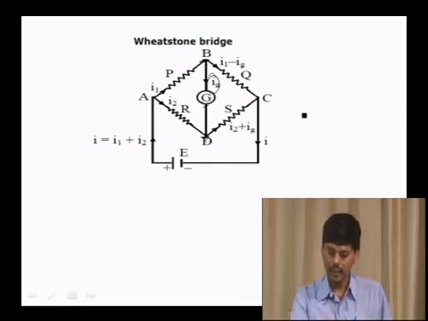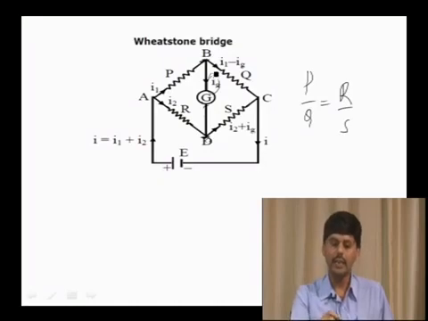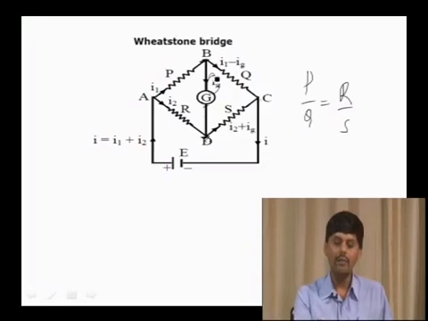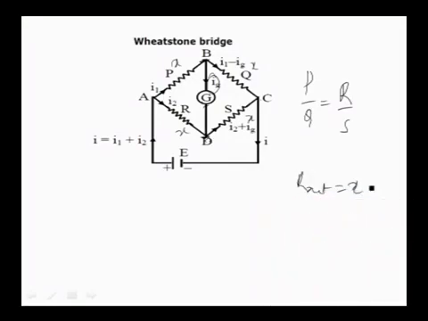Similarly, balancing condition means you must know that P by Q is equal to R by S. If you interchange the galvanometer and the battery, that is, the galvanometer is connected between A and C and the battery is connected between B and D, there is no change in the balancing condition. And also I give you one idea. If all 4 arms of the resistors are equal, say for example X, X, X, X, all are equal, the net resistance of this is equal to X only. This is very important for calculating the answers.